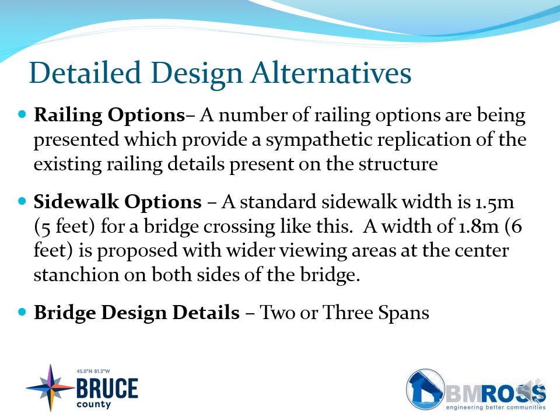We're also going to look at some sidewalk options. A standard sidewalk width for a new bridge is typically about 1.5 meters or 5 feet in width. But we're proposing to put in wider sidewalks on each side at a width of 1.8 meters, 6 feet, and also have wider viewing areas on the center of each bridge so that residents as well as tourists can view the river both up and downstream of the bridge. We're also going to go through some different design details associated with the new bridge, including a 2-span option as well as a 3-span option.